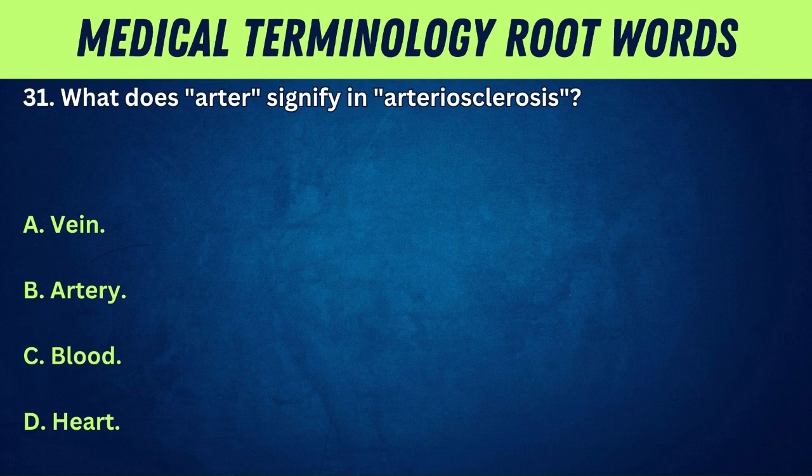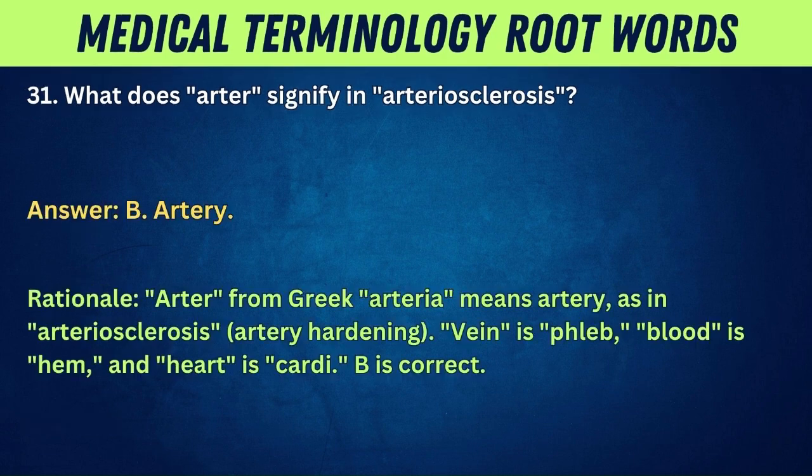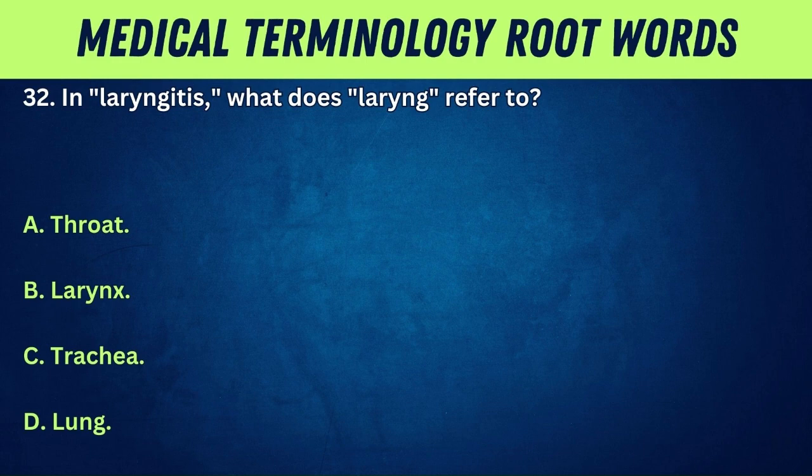31. What does arter signify in arteriosclerosis? A. Vein. B. Artery. C. Blood. D. Heart. Answer: B. Artery. Rationale: arter from Greek arteria means artery, as in arteriosclerosis, artery hardening. Vein is phleb, blood is hem, and heart is cardi. B is correct.